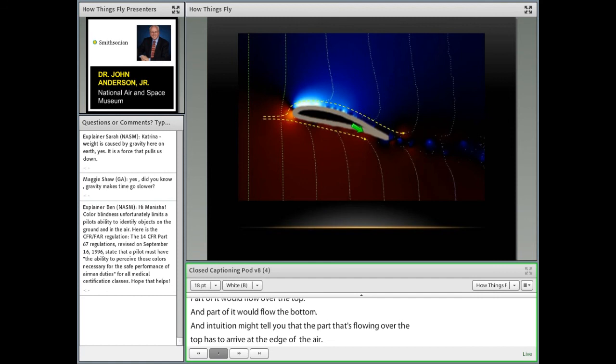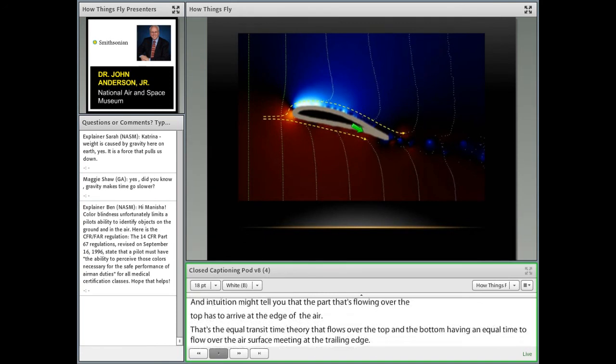And that would say, well, since the airfoil is curved on the top, there's a longer distance for the flow to travel over, and that would say, my goodness, that flow over the top has got to be moving faster than the flow over the bottom to get to the trailing edge.